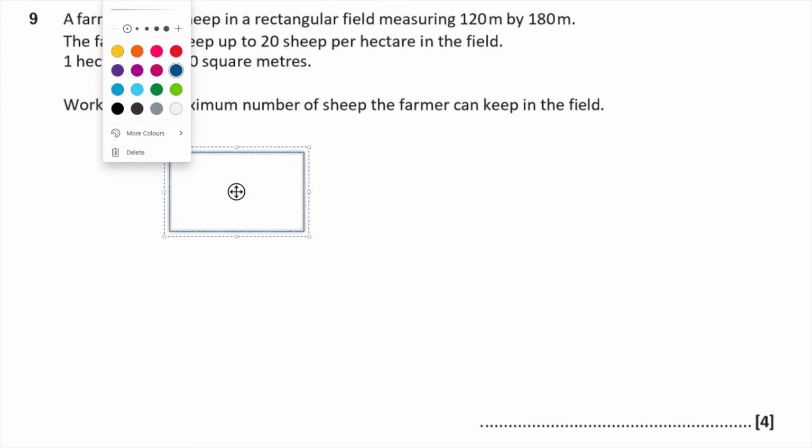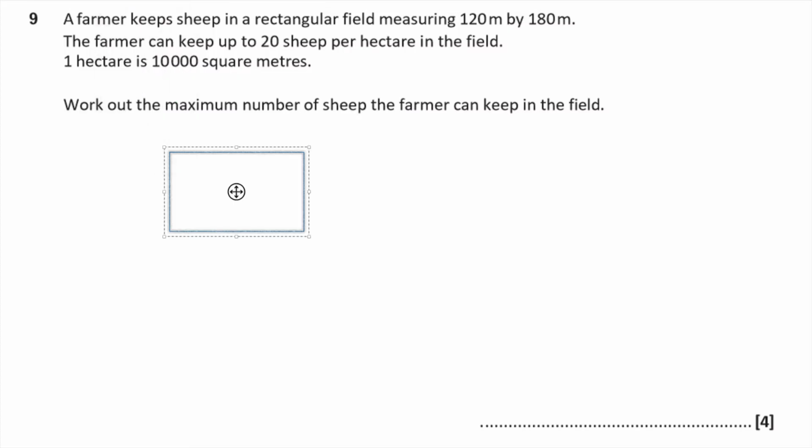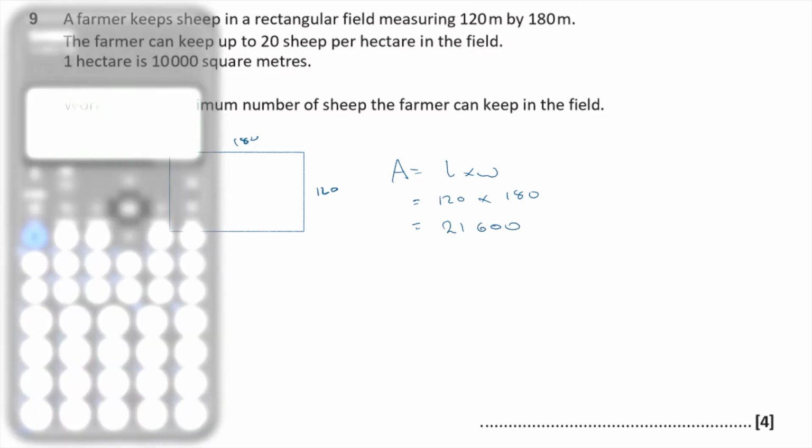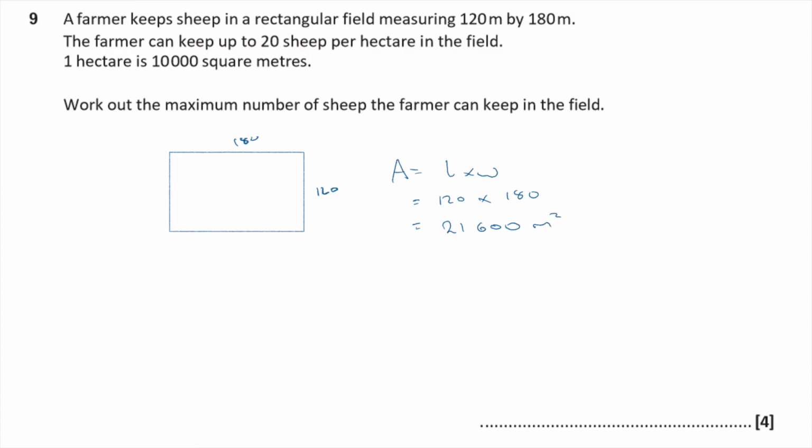It is 120 on the short side and 180 on the long side. So then its area, how much space is in the field, is going to be length times width. It's going to be 120 times 180, and that comes out to be 21,600 square meters. Now I know that 1 hectare is 10,000 square meters.